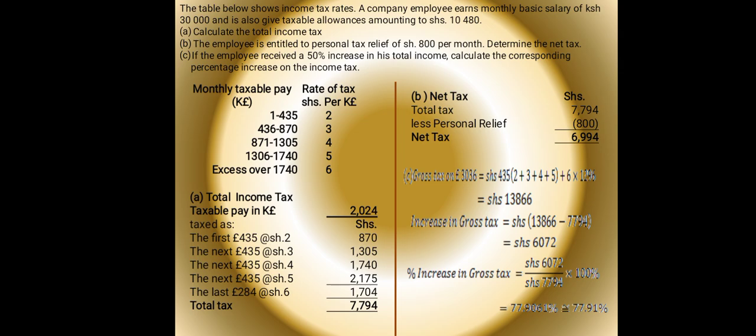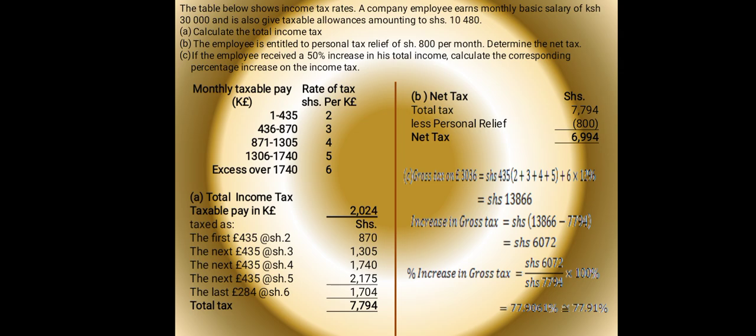Now the net tax for this employee, after subtracting a personal relief of 800 shillings, is 6,994 shillings. Now that is it. Part C.